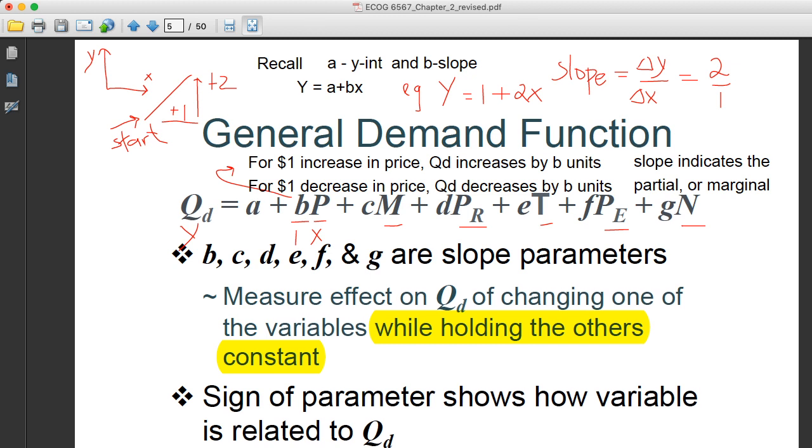Now, it's not necessarily the case that other prices or other factors won't change. But that's the assumption when we make this interpretation. The sign of the parameter shows how the variables are related. Okay, so a positive sign you interpret as a direct relationship, and if it's negative, as I mentioned, this is an inverse relationship.